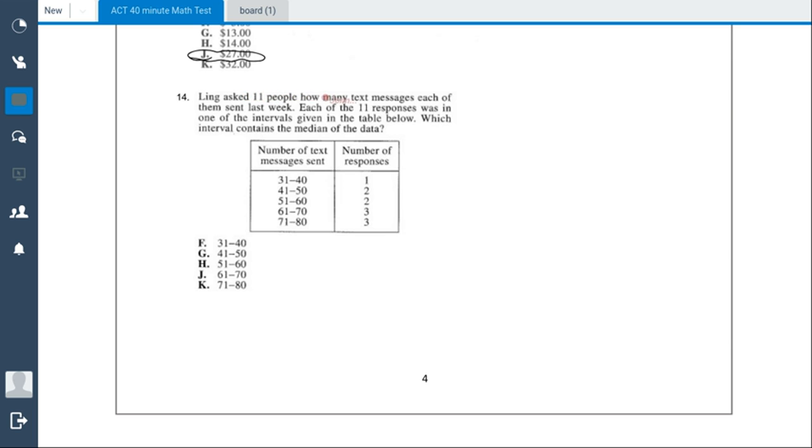Ling asked 11 people how many text messages each of them sent last week. Each of the 11 responses was given in the table, which contains the median of the data. So I'm just trying to find the median of the data. The median of the data would be the middle number. So if there are 11 responses, that means that the 6th response would be the median value. So we're just going to keep on adding this up. So that means the median value would be somewhere inside of here. And so that's the answer.